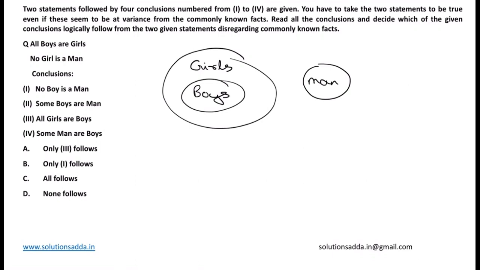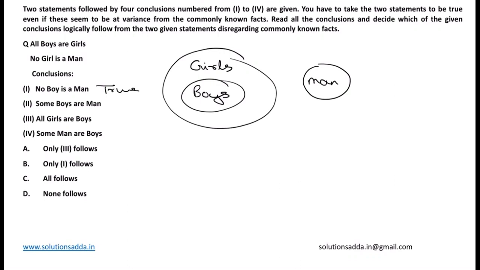No boy is a man. It is a true statement. We observe that all boys are girls, and since all boys are girls and no girl is a man, therefore no boy is a man. Since there is no direct relation between girl and man, and since all boys are girls, therefore no boy is a man is a true statement.